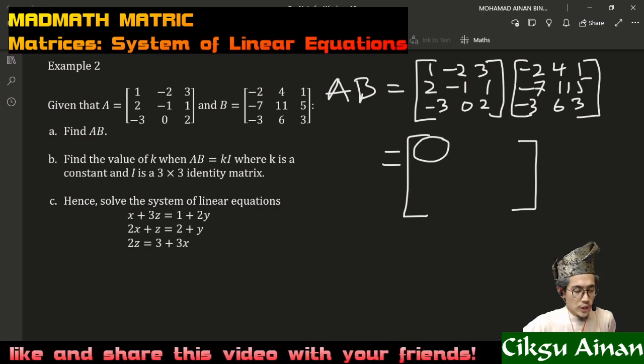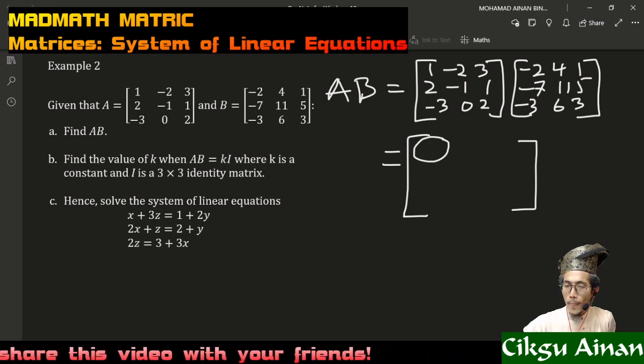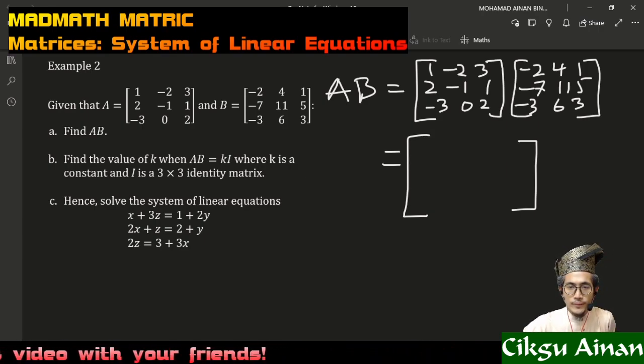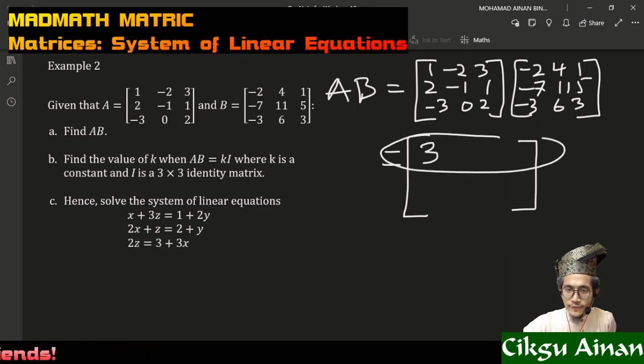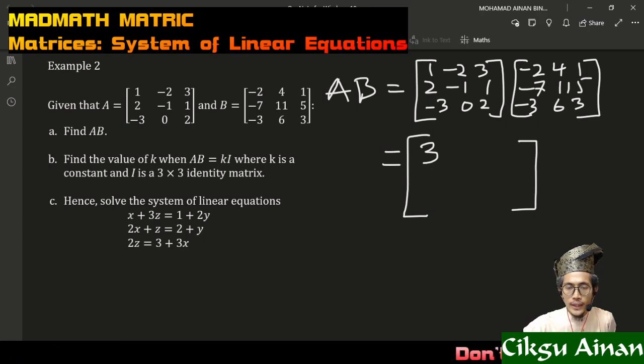First row and first column? 3. Okay, good. Now, how about we do the first row first. We do the first row first. Now 3, right? And then this one 0, right?